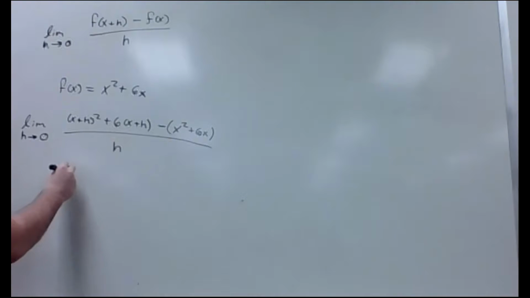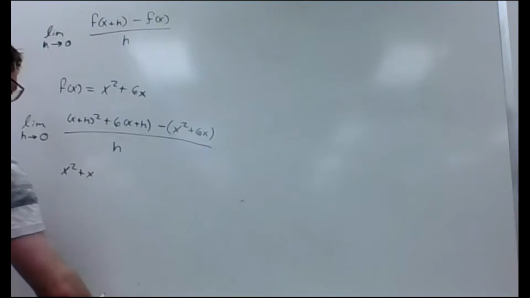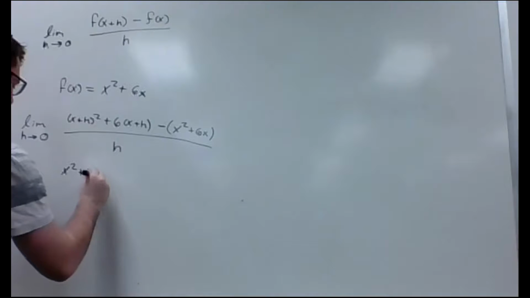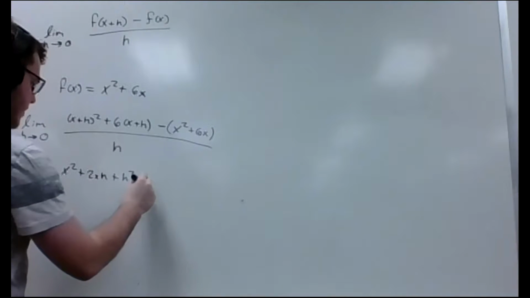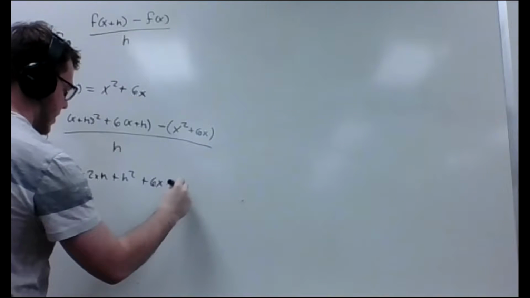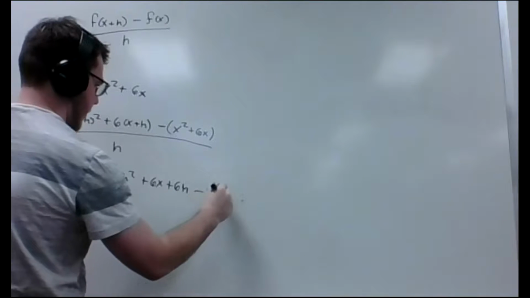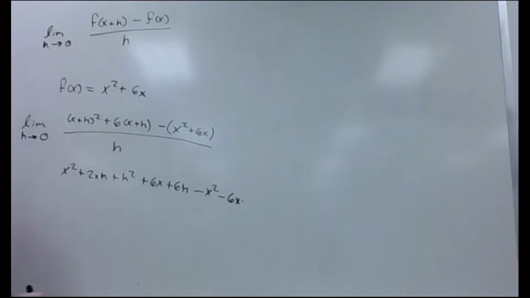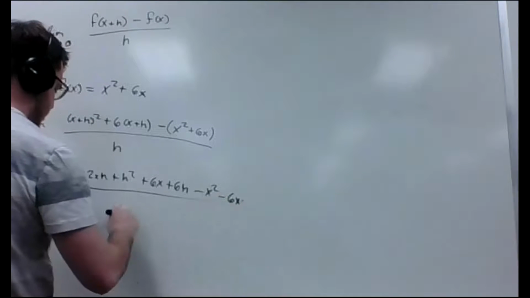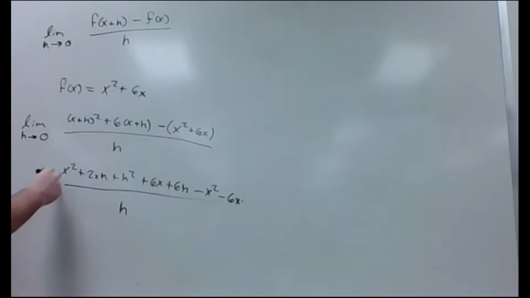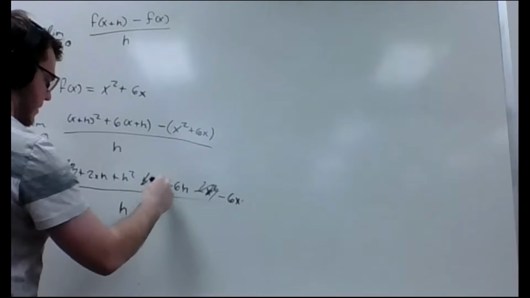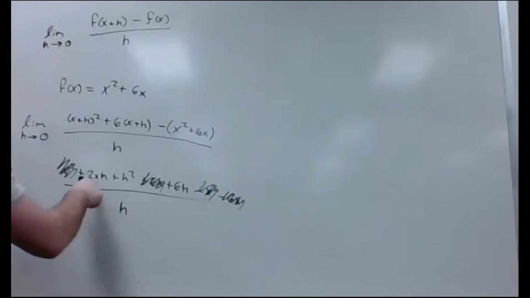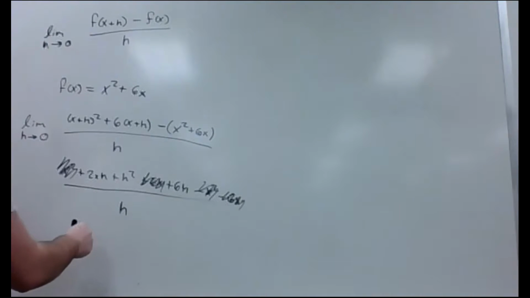So we're just gonna do some algebra, and we're gonna get x squared plus 2xh plus h squared plus 6x plus 6h minus x squared minus 6x, some big algebra thing all over h. Then we're just going to cancel like terms, because this x squared minus x squared disappears, 6x minus 6x. And can we cancel anything out? Not really. I don't think so.